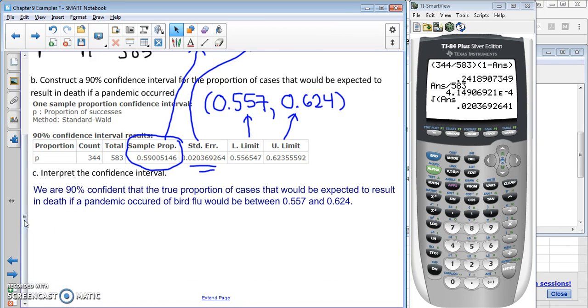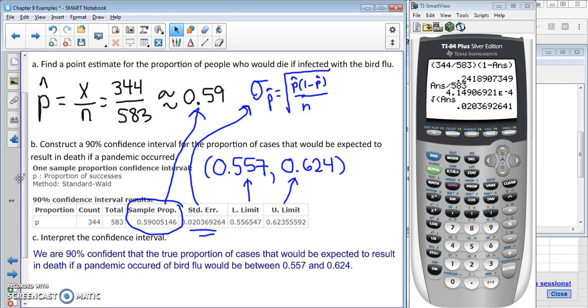So it's basically the same thing every time. And so what you do when you're interpreting here is you're inserting that in. So you're blank % confident that the true proportion or mean of whatever you want to insert the context there is between your lower and upper bounds there. So that's your interpretation.